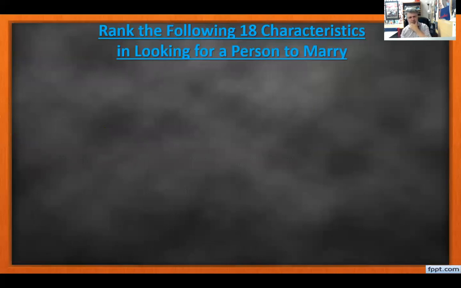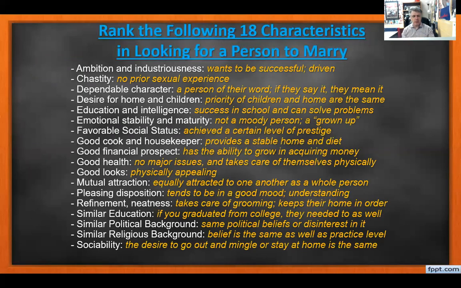Did this in class for the on-level students, had you guys rank these different things. Maybe we did this in class, maybe we didn't. But these are 18 different characteristics that people were asked to rank. Ambition and industriousness, chastity, dependable character, desire for home and children, education and intelligence, emotional stability, favorable social status, good cook and housekeeper, good financial prospect, good health, good looks, mutual attraction, pleasing disposition, refinement and neatness, similar education, political background, religious background, social ability.